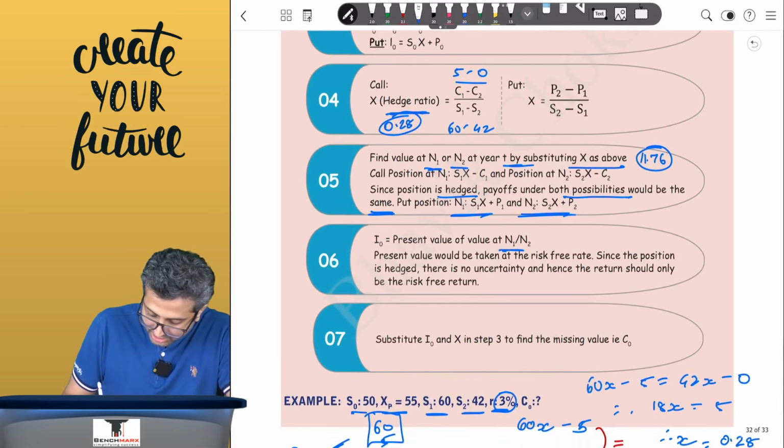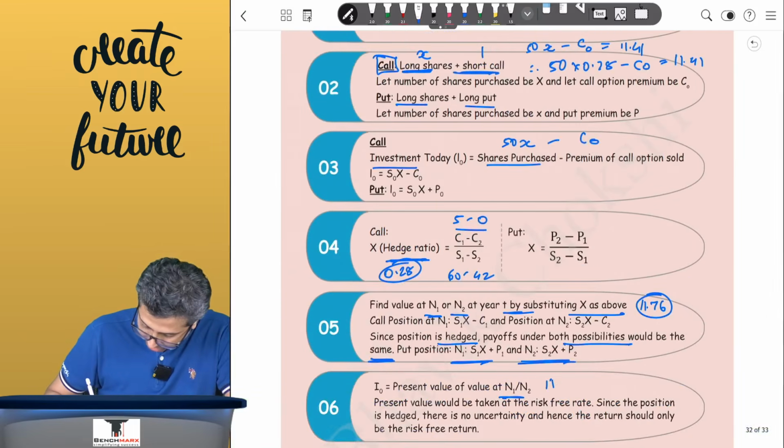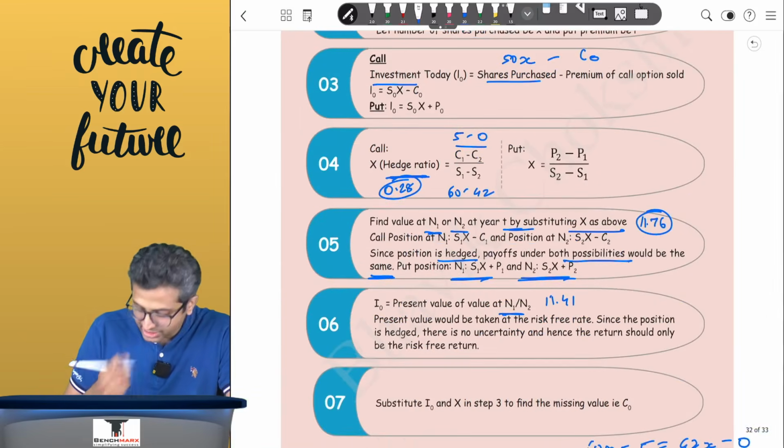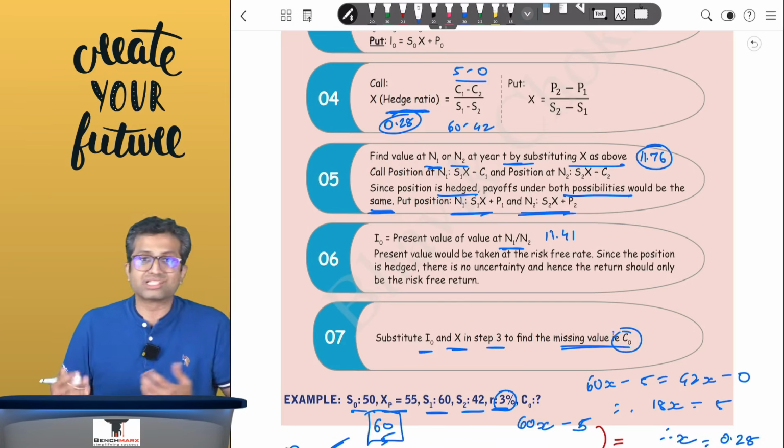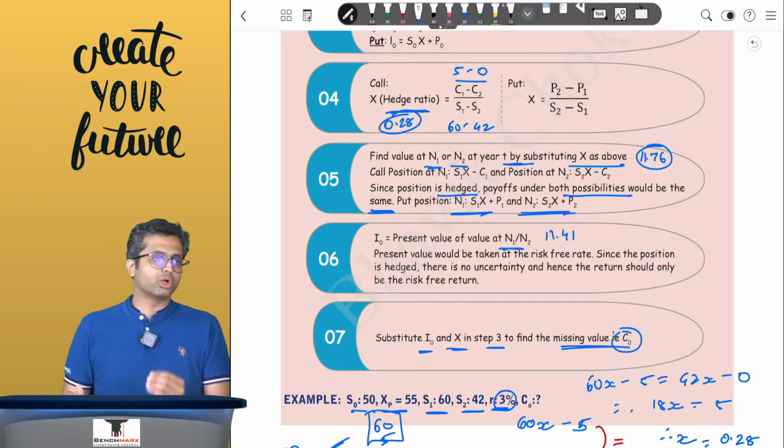So the present value, you will take the present value of 11.76, which came to around 11.41 or 42 as the case may be, and this will be the investment today. So substitute I0 and X in step 3 to find the missing value of C0. So this is using an approach called a riskless hedge.